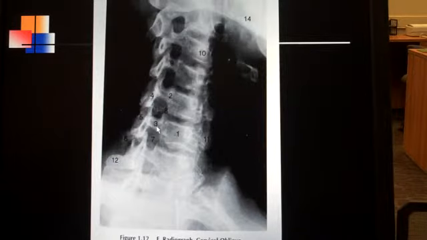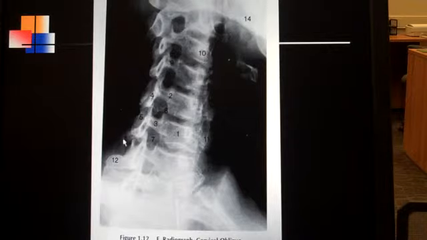Numbers 4 and 5 sometimes are confusing to students. Remember that we have this person turned at a 45-degree angle to the film. So right here, where it's really white, is the lamina, but it's also superimposing all of this structure, which is labeled number 5, the articular pillar. So number 4 is labeling the lamina, and number 5 is labeling the articular pillar.